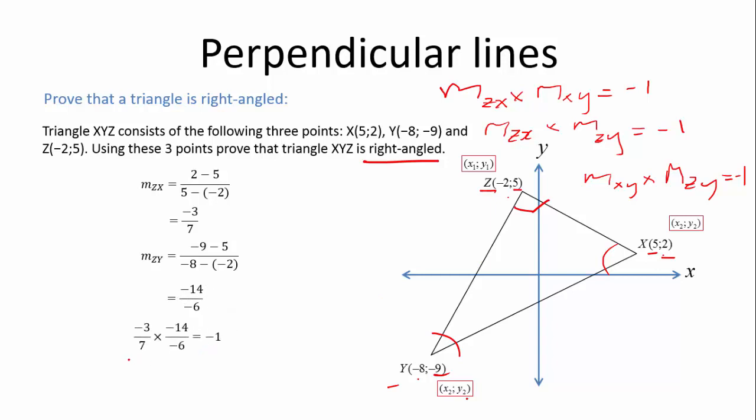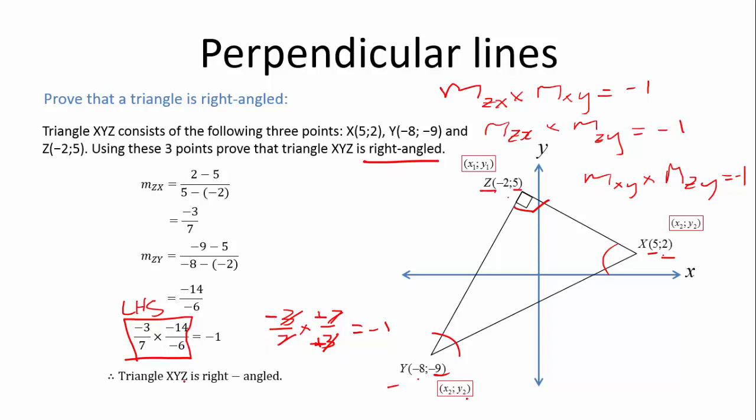Now, let's check if these are equal to negative 1. So we got our left-hand side. Left-hand side says negative 3 over 7 times negative 14 over 6, so this can go negative 3 over 7 multiplied by negative 7 over 3. Those cancel out. Oh, there's a negative there, apologies. Those go into positive. So that's going to equal negative 1. We can see that the triangle XYZ is right angled.